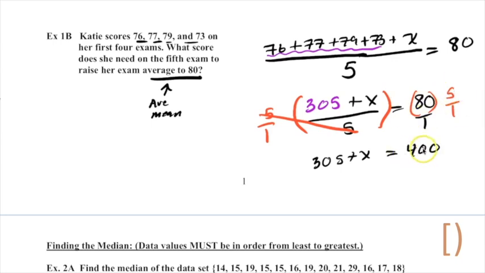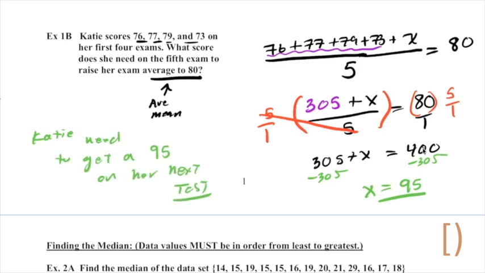We have this equation, and now we just got to solve. So we're going to subtract off 305 from both sides, and we get X equals 95. So Katie needs to get a 95 on her next test to get an average of 80. So that's the idea. That's how we do that one.